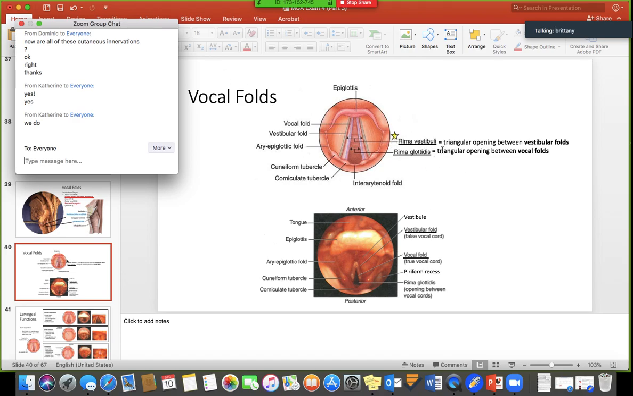So right here, it's just a matter of definitions. So knowing the difference between the rima vestibuli and the rima glottidis. The rima vestibuli is the opening between your vestibular or false vocal folds, and then the rima glottidis is the opening between the true vocal folds. I want to say there was a lecture question that came from this last year.